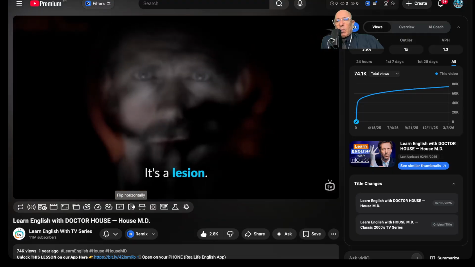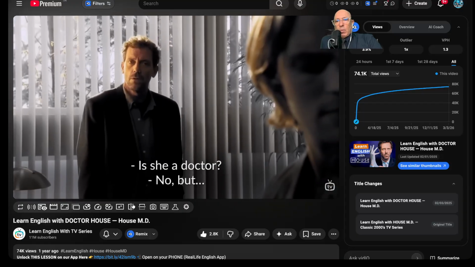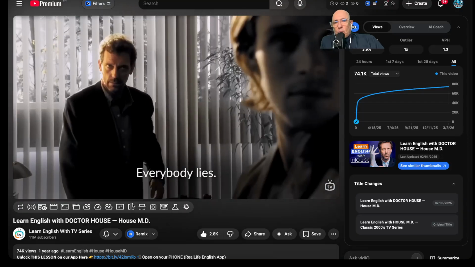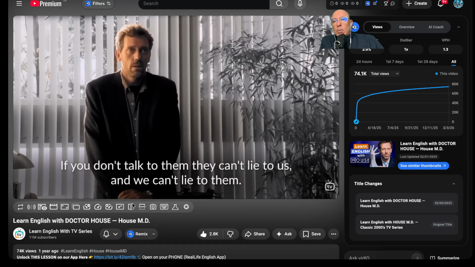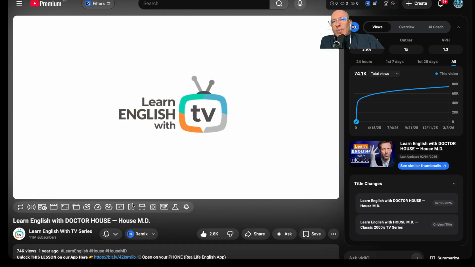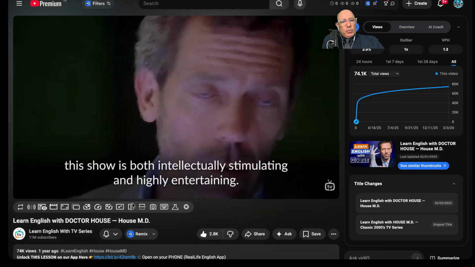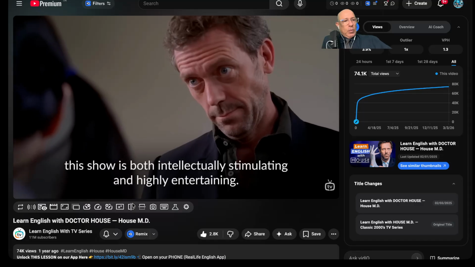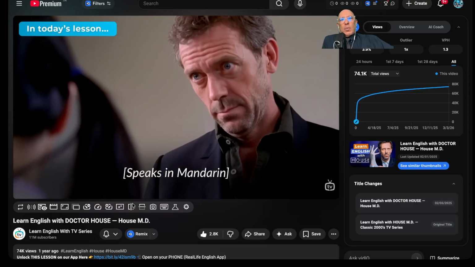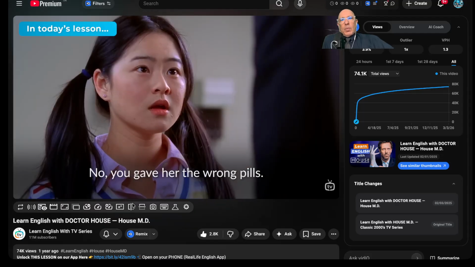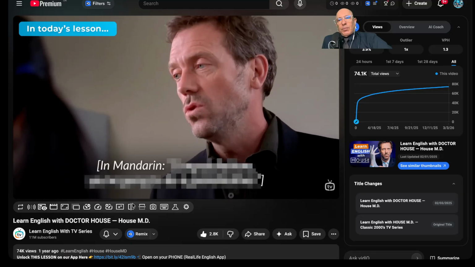It's a lesion. Shouldn't we be speaking to the patient before we start diagnosing? Is she a doctor? No, but everybody lies. Dr. House doesn't like dealing with patients. If we don't talk to them, they can't lie to us. And we can't lie to them. Packed with medical jargon and clever interactions, this show is both intellectually stimulating and highly entertaining. No, you gave her the wrong pills. You speak Mandarin?